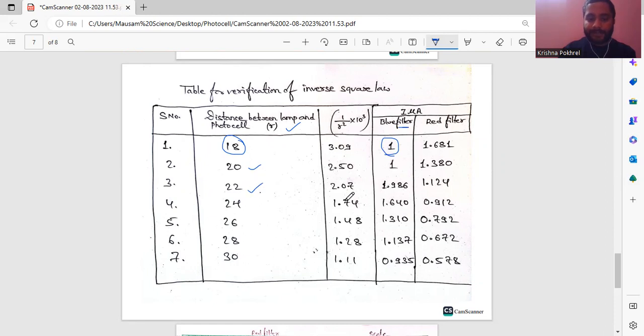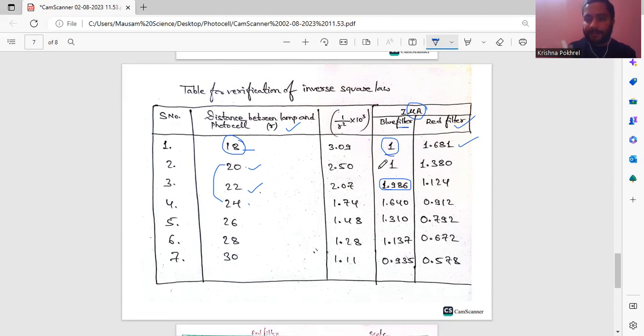If you increase the distance, then actually current should start decreasing, but this one value, you neglect this one. There may be some error. If you go directly from 20 to 24, this data of mine is a little bit wrong. Let us see for the red color filter. For 18, the value of current is 1.6 microampere, and for 20, you have got the value of 1.380.